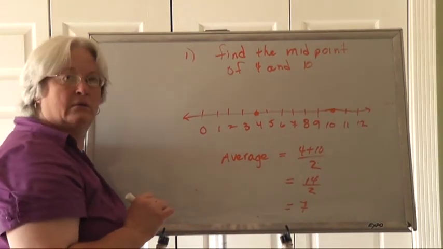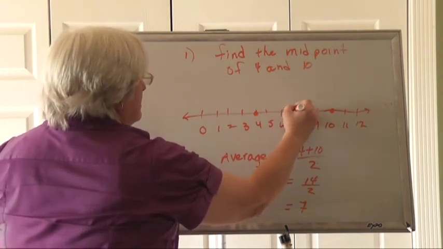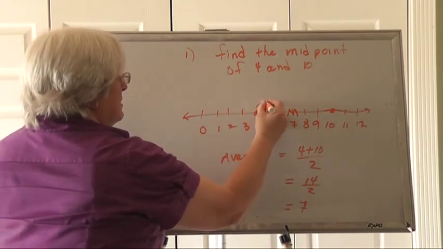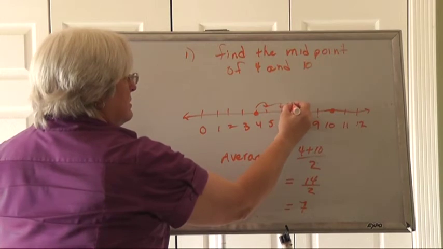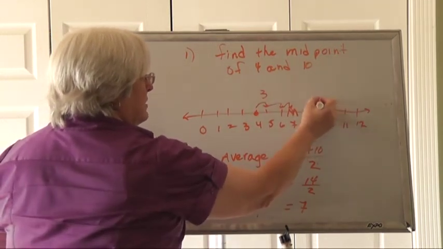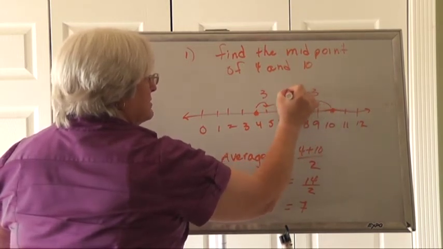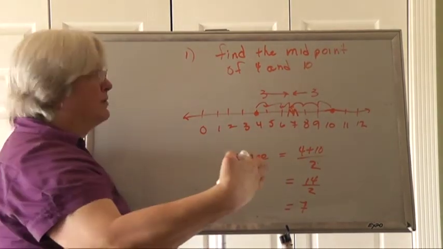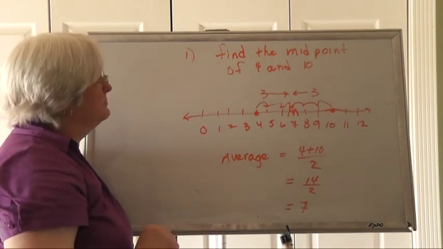Now let's see if 7 really is the midpoint. We're saying that 7 is the midpoint. How many units is it from 4 to 7? 1, 2, 3. 3 units. And from 10 to 7, 1, 2, 3. So it's 3 units to the midpoint from the left and from the right. So you can see a picture of that on the number line if that helps you.